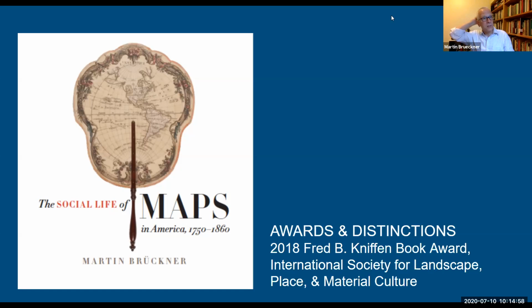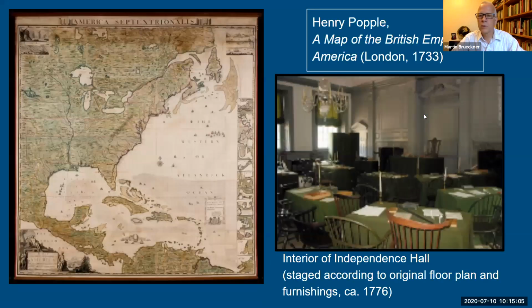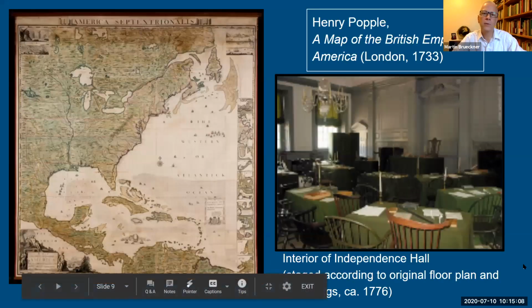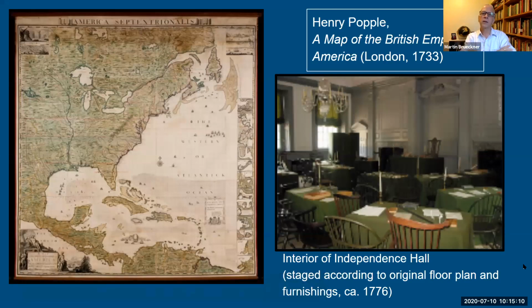In the very early stages, and I need to ask you to move forward the slide, please, what really captured my attention was the story that surrounds Henry Popple's map of the British Empire in America. This is a huge map, measuring about 8 by 8 feet, or 2 by 2 meters. It was hanging in every state house. The Board of Trade in England basically mandated that this map had to be purchased in the colonies, whether you liked it or not. The map came out in 1733, and within a year already, it was lambasted for being a bad map. It was inaccurate.